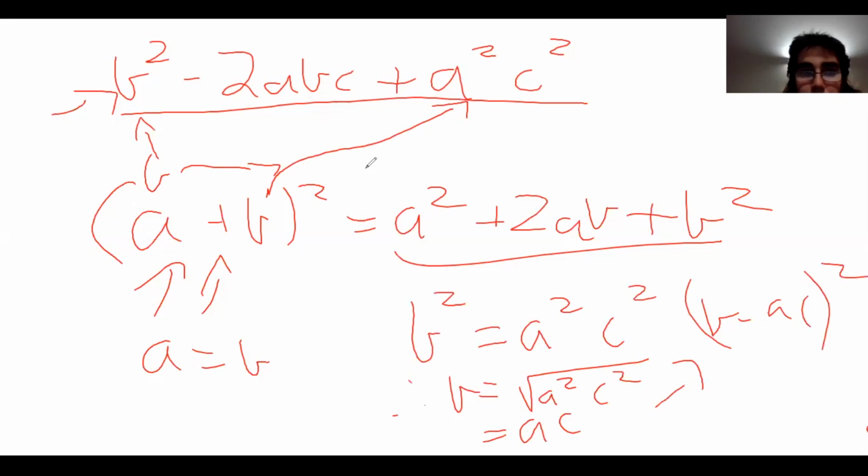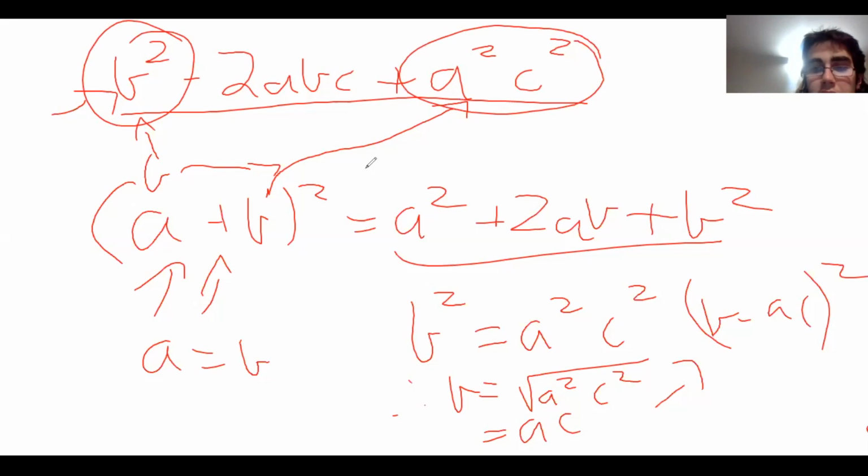Because b squared is going to get this value, ac squared is going to get this value, and then essentially what we do, the middle term we multiply by 2, so that's where we get a 2 here, and then ac times b is just going to be abc over here. And there you go.